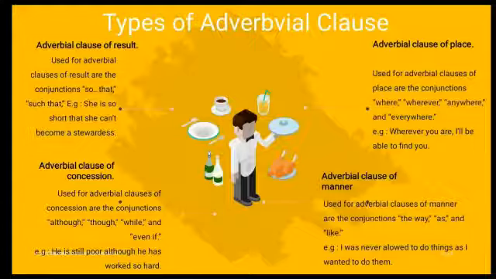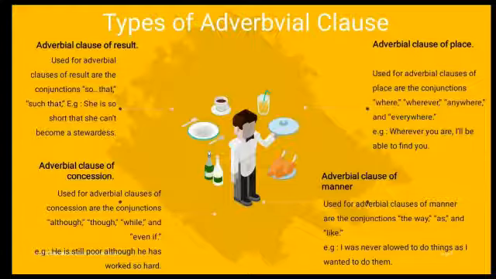Next is adverbial clause of concession. This type of adverbial clause makes a usually unexpected contrast or contradictory admission regarding a declaration made in the main clause. Used for adverbial clause of concession are the conjunctions although, though, while, and even if. For example, he is still poor, although he has worked so hard.